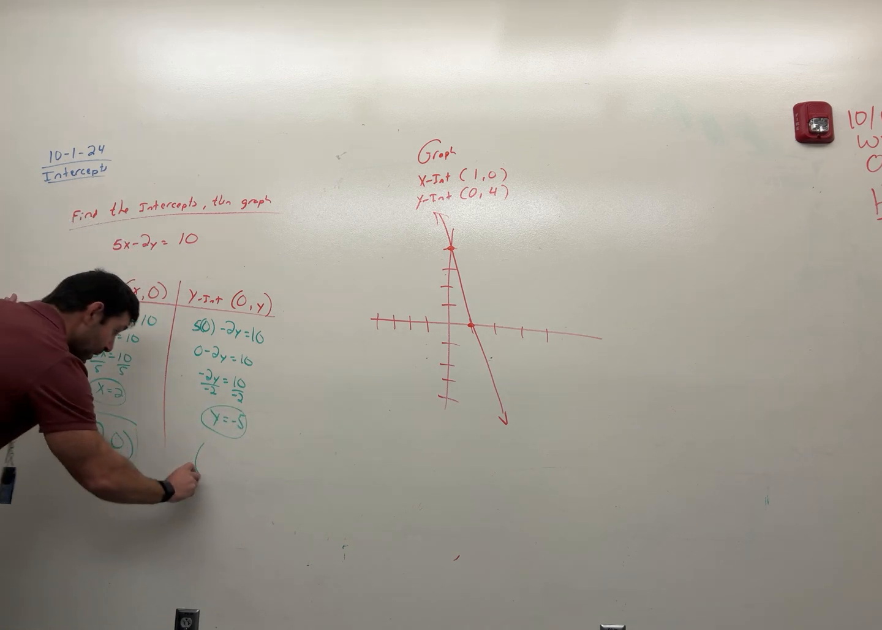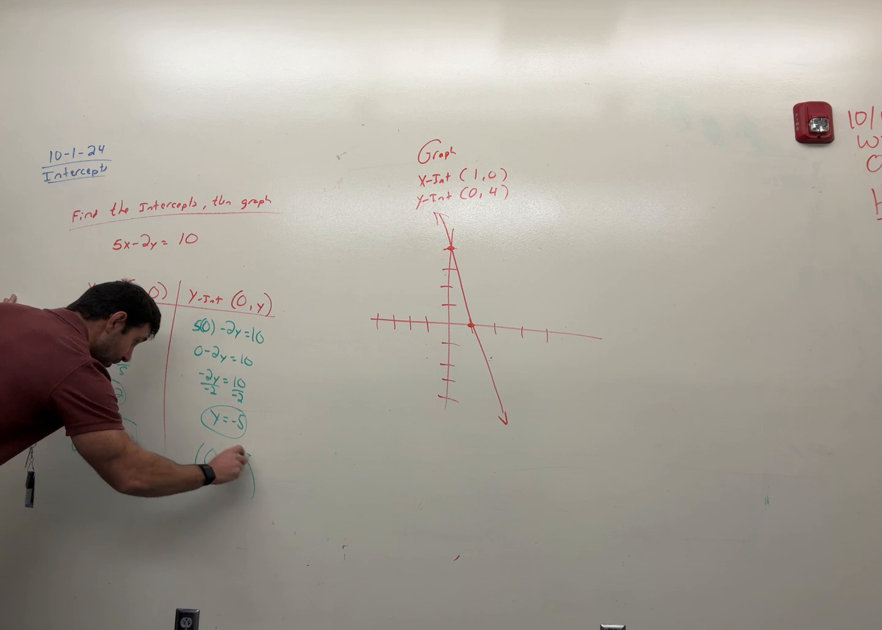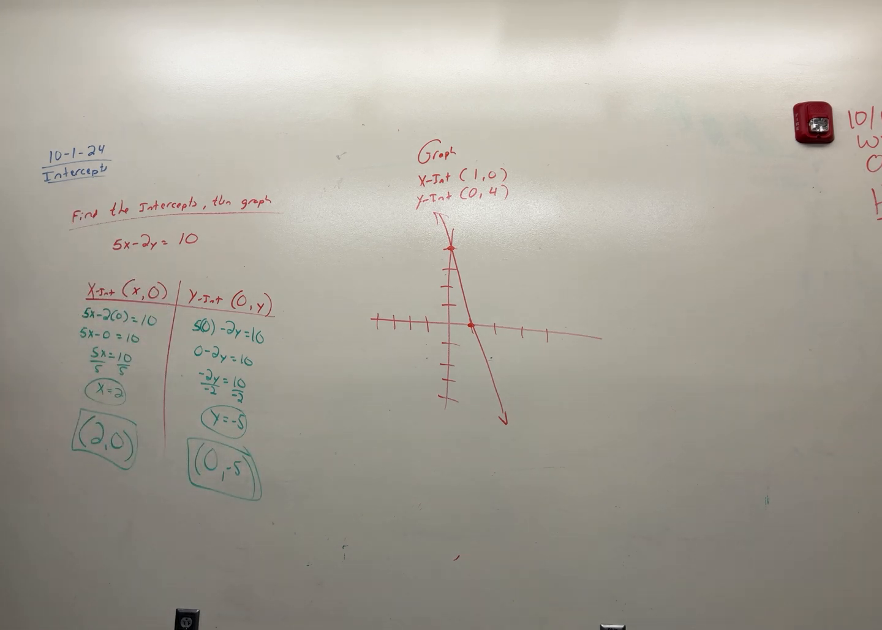But what does that mean? That means my ordered pair is 0, negative 5. If I ask for the intercepts, I better see the ordered pairs.